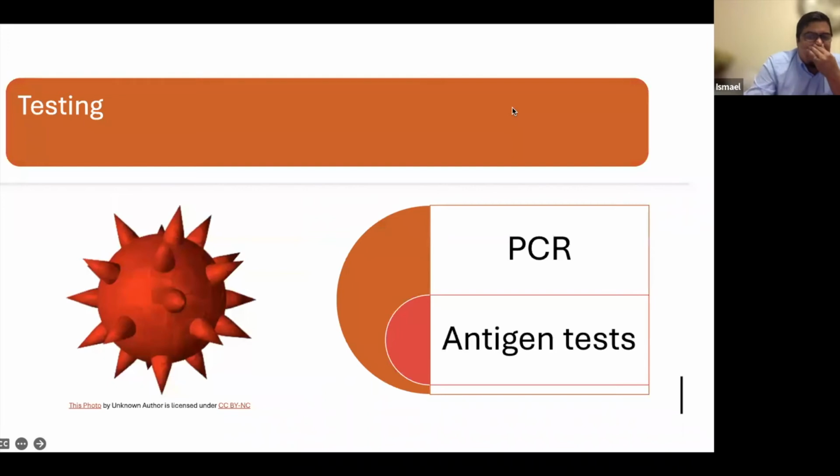So testing, how we can test if we are sick, if we do have the corona, we can do a PCR, or also there are antigen tests.